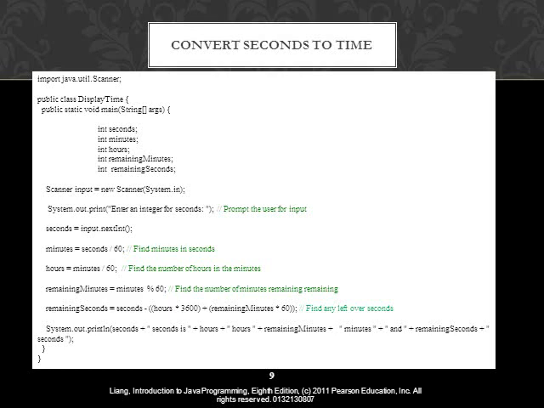Now, I need to convert those remaining minutes to seconds, right? So I started out with seconds way up there in the scanner when I have a number of seconds. So what I have to do is subtract out of that number that the user entered the number of hours, and there's 3,600 seconds in an hour, and I have to subtract out those few remaining minutes, right? 60 seconds in a minute, and that will tell me the seconds. So I've now have, with my first division, the number of minutes, since it's integer. With my second division, I have the number of hours. With the remainder, I know the remaining number of minutes. So I now can display the number of hours, minutes, and seconds in the number of seconds that were entered by the user.